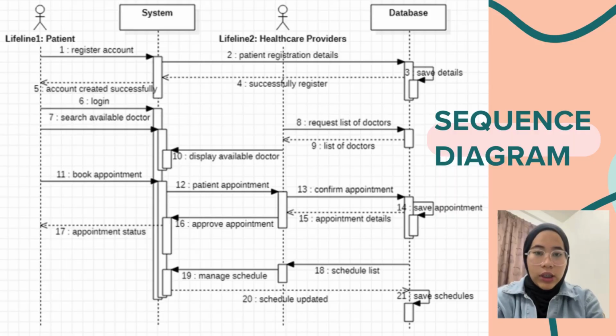As you can see, the sequence diagram flow is simple. First, the patient has to register an account, and then the details of the patient are saved in the database. Then the patient registration is successful and the account is created. And then the patient can log in and search for an available doctor.